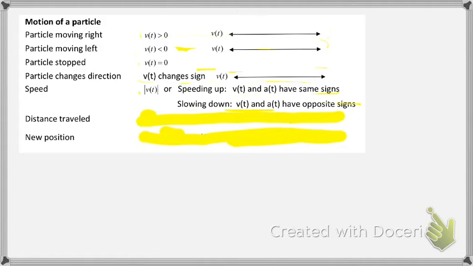Distance traveled versus new position. This is huge. Distance traveled: remember, distance can never be negative, so it's the absolute value of velocity, but it's area under the curve. If you're doing distance traveled with a calculator, just plug in the absolute value sign behind the integral. If you're doing it on a graph or by hand, you have to split it up. New position is starting position plus net change.